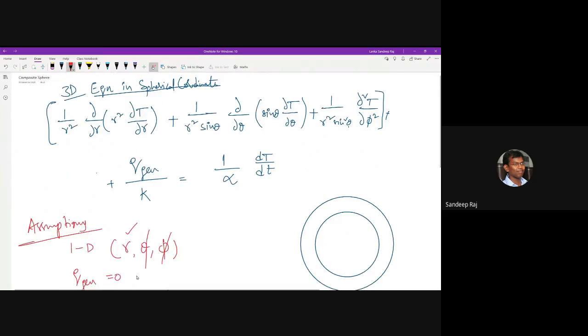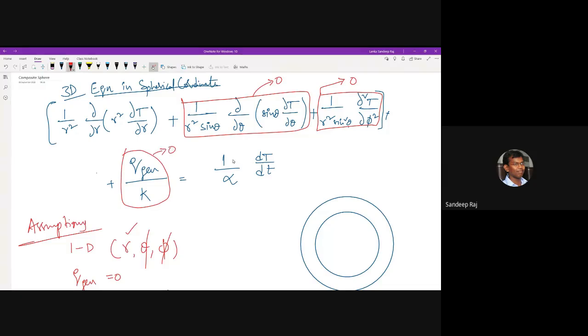So if theta and phi can be neglected, this term can be neglected. This can be made zero. This is a phi term, and this can also be made 0. Theta term is made 0 and phi term is made 0. Qgen is also taken as 0, so this can also be made 0. This is also 0 because it is steady state, dT by dt is equal to 0.